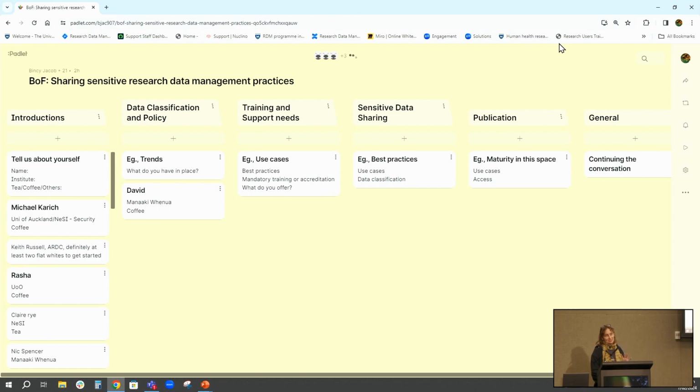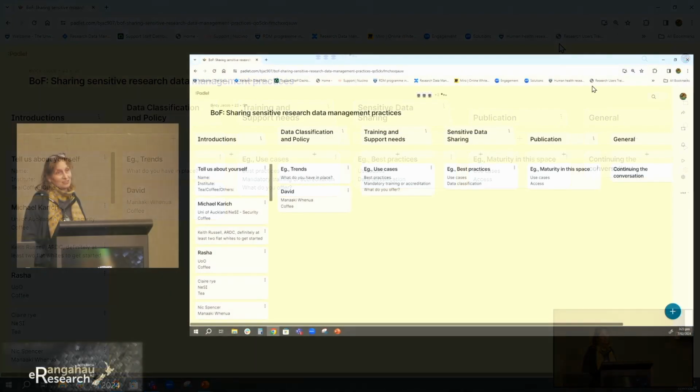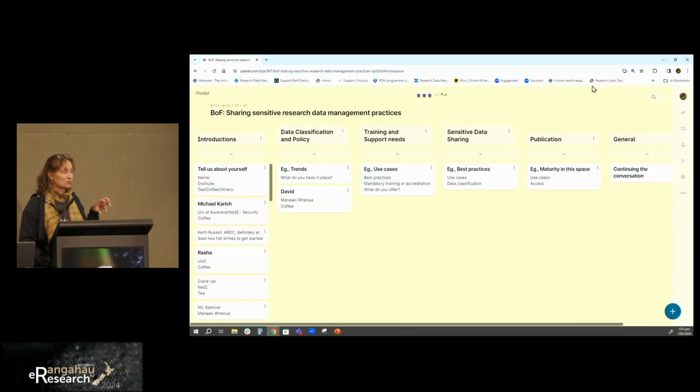And the other reason is we want to use the Padlet so that, as we're going to do a few short presentations, if you have thoughts, ideas, questions, you can put these into, hopefully, the categories that we've put up there around data classification, policy, training support needs, sharing data, publication, and anything we might have missed. So if you have thoughts that stimulate you as you're listening to what someone's saying, click the little plus in here and add it.